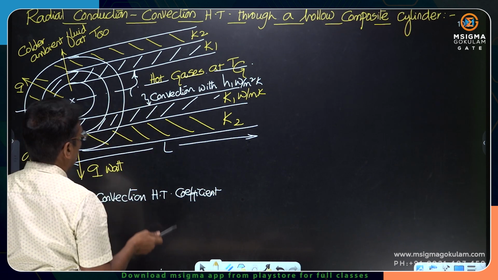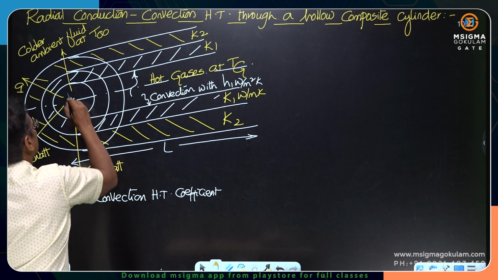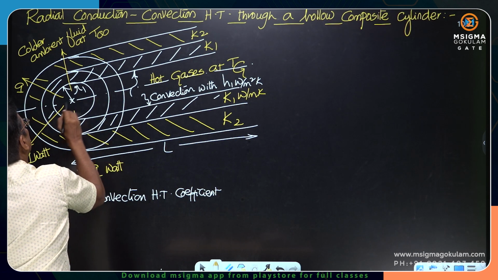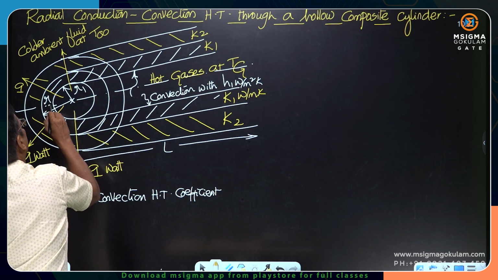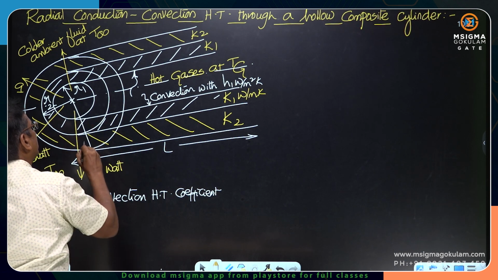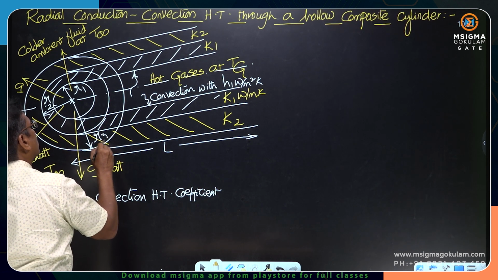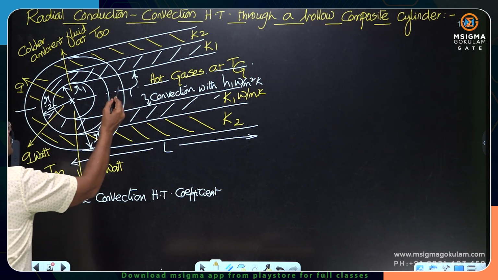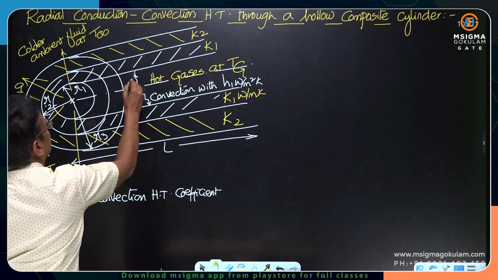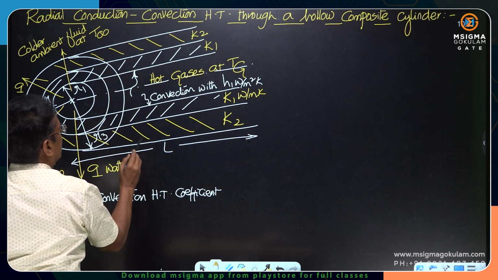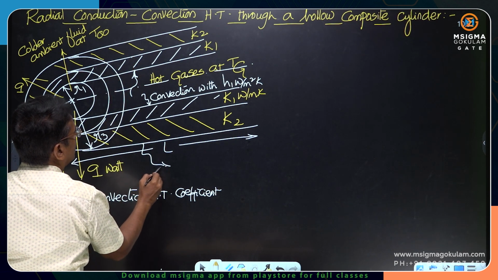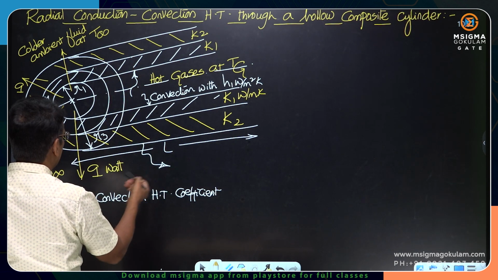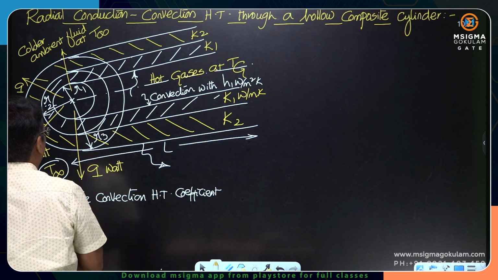Let me mark the radii also, then you will understand. This is the radius R1, the junction radius is R2, and this radius is R3, the outermost radius. Innermost radius is R1, outermost radius R3, and the junction radius is R2. First heat gets convected here, then conducted, then conducted, and what is the mode of heat transfer from the outside surface to the colder ambient air, at T infinity?